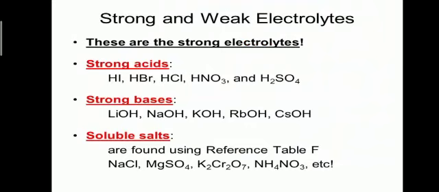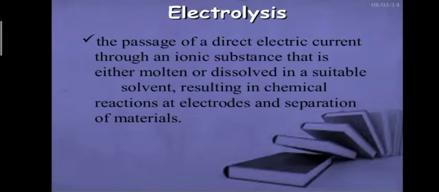These are the strong electrolytes: hydrogen iodide, hydrogen bromide, hydrochloric acid, nitric acid, sulfuric acid. Strong bases are lithium hydroxide, sodium hydroxide, potassium hydroxide, rubidium hydroxide, and cesium hydroxide. Some of the soluble salts are sodium chloride, magnesium sulfate, potassium dichromate, and ammonium nitrate.